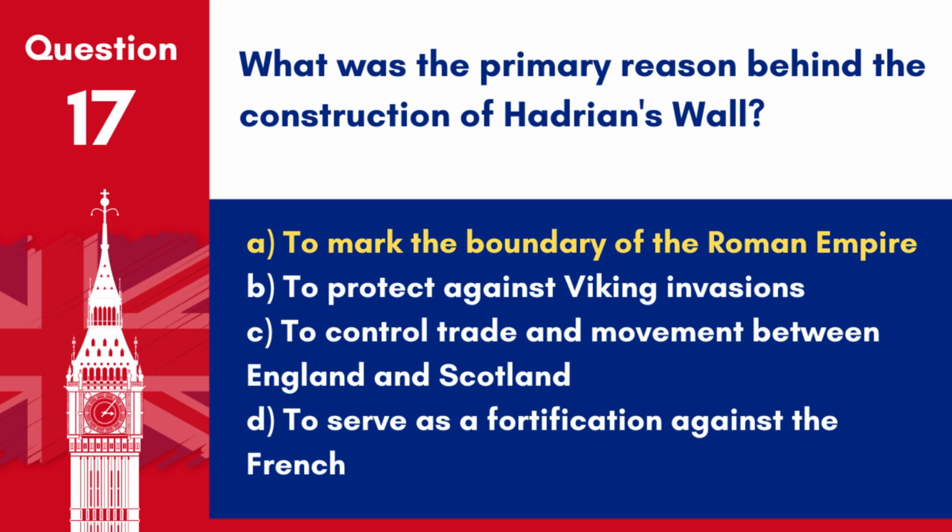Answer A. To mark the boundary of the Roman Empire. Hadrian's Wall was constructed under the orders of Emperor Hadrian to mark the northern boundary of the Roman Empire and to protect Roman Britain from the northern tribes.